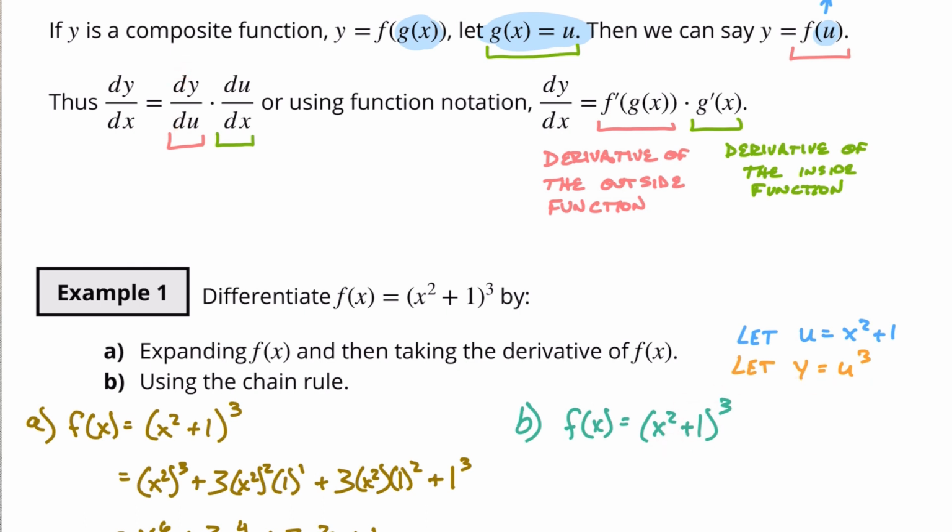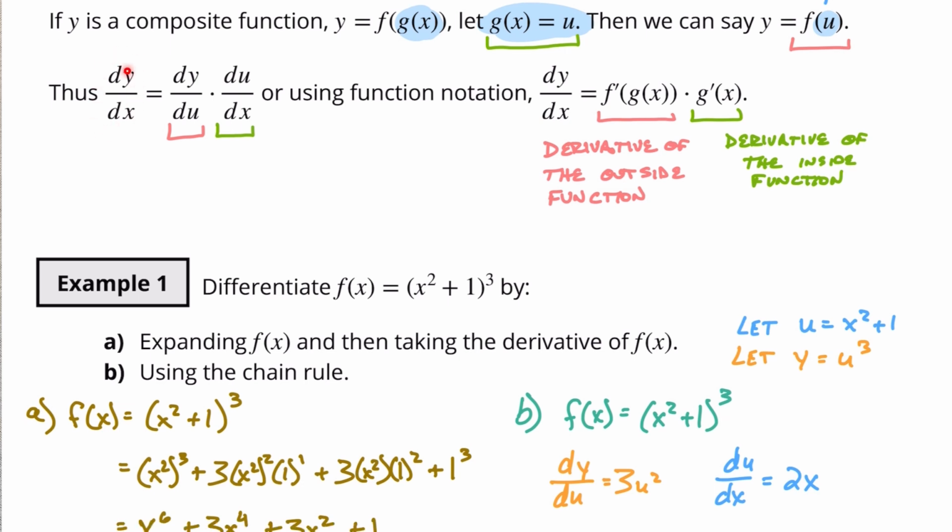Now we said that to find the derivative of this, we need to find the derivative of y with respect to u. The derivative of y with respect to u is going to be 3u squared. The derivative of u with respect to x, du/dx, is going to be 2x plus 0, or just 2x. And overall, when we want to find the derivative of the whole function, we multiply these two things together.